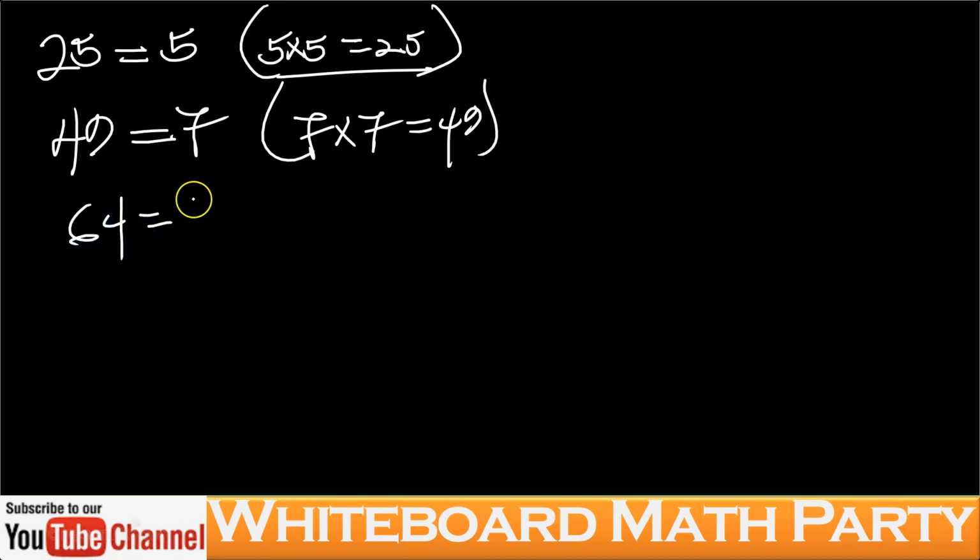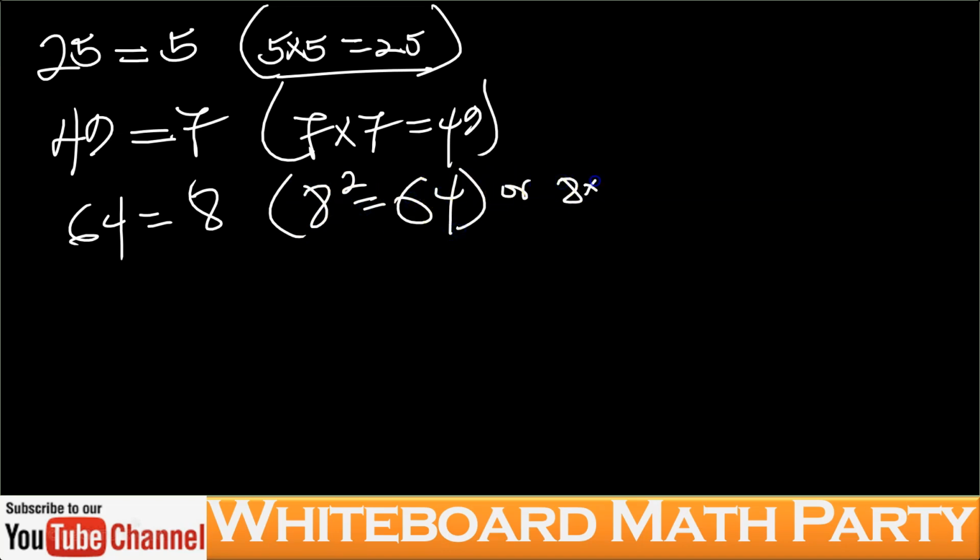Okay, yes, you are right if you said the answer is 8. It is correct because when we're dealing with squares, we notice that 8 squared is the same thing as 64. Or simply, you can say 8 times 8 is the same thing as 64. Therefore, we are right to say that the square root of 64 is the same thing as 8. This is how it works.